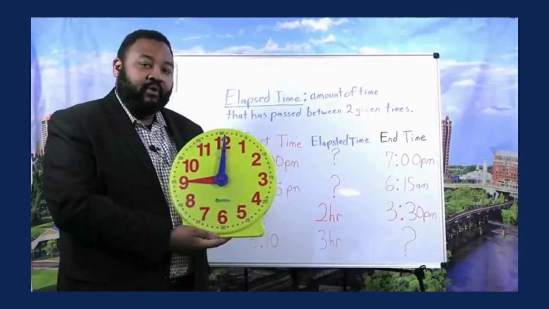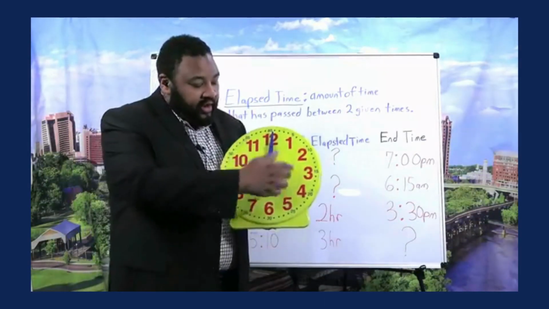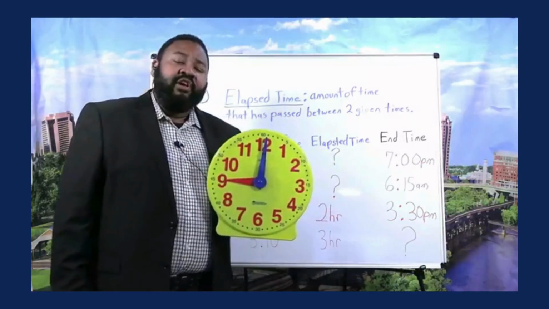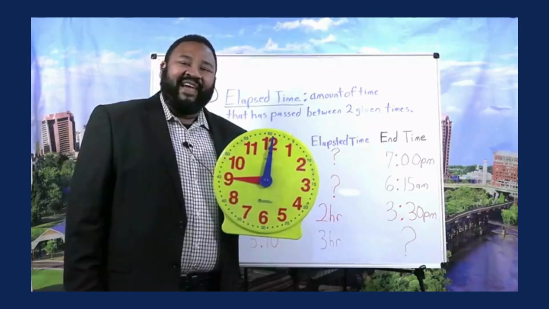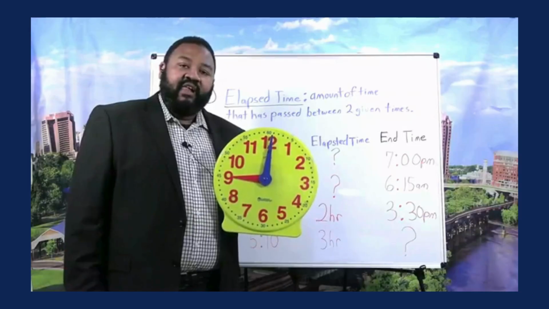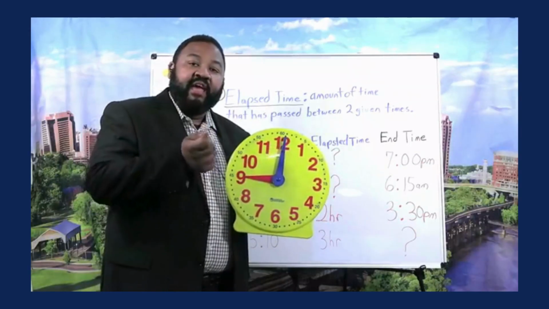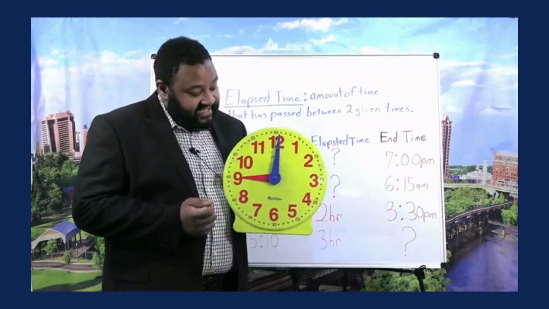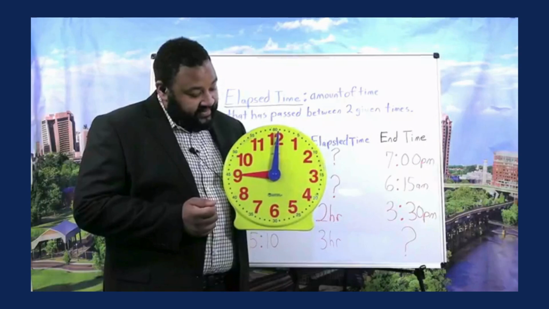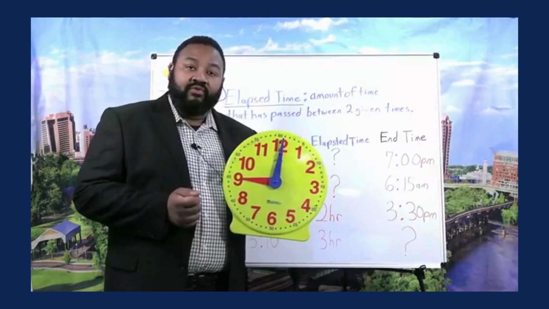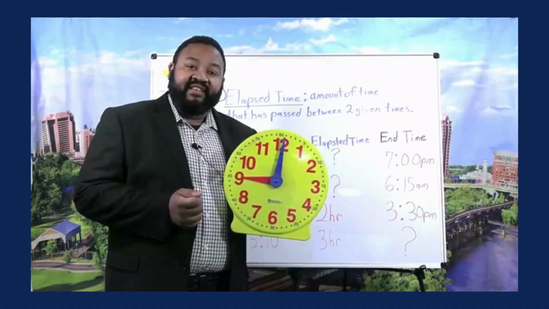On a regular clock, what we call a school clock, just for helping us learn, we have this thing called a second hand. And 60 seconds gives us a minute. And of course, 60 minutes gives us an hour.